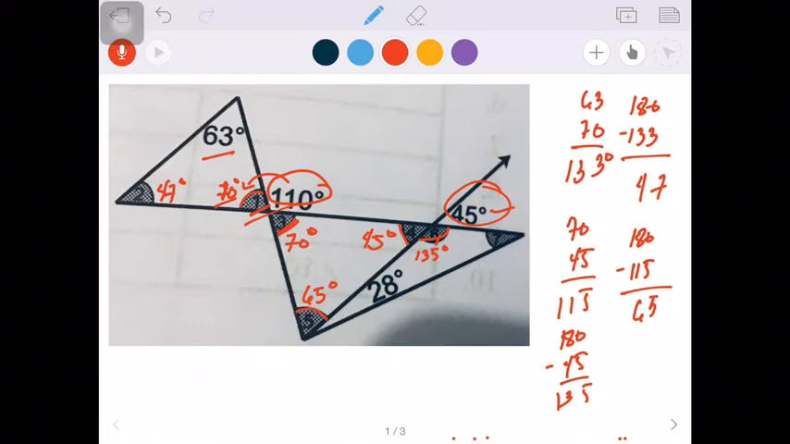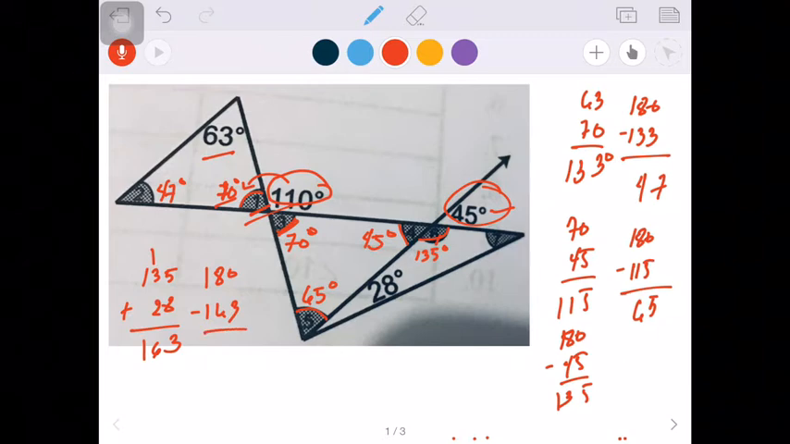How do you get angle 7? Still the same process. So 135 added to 28 degrees would be 163. So that means 180 minus 163 becomes 17 degrees.